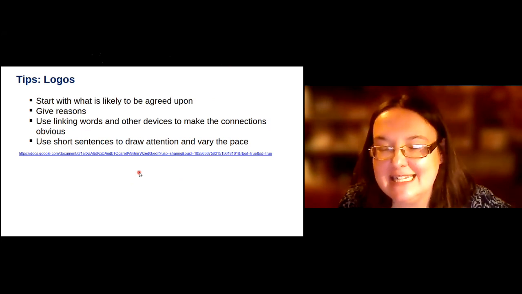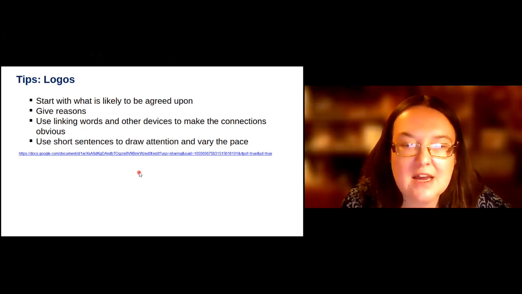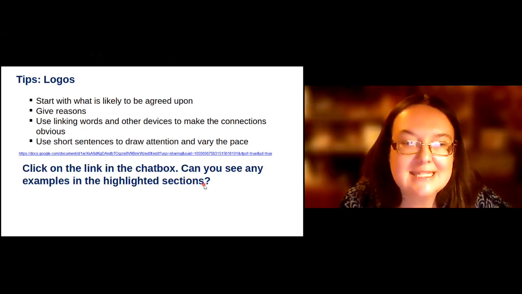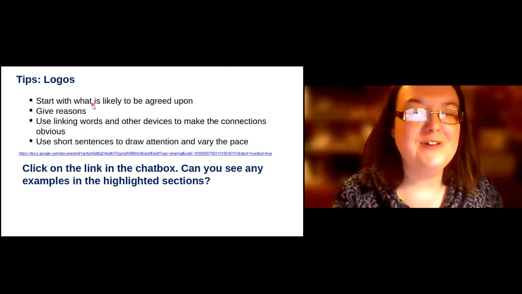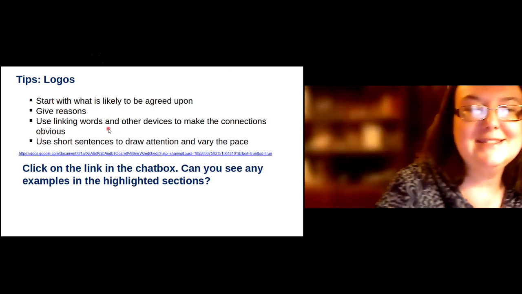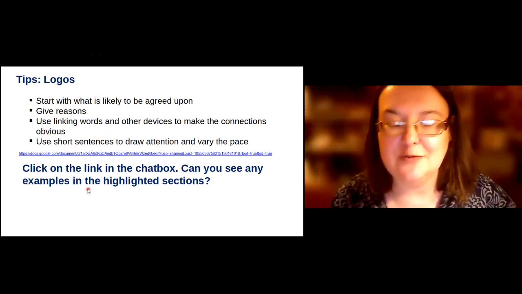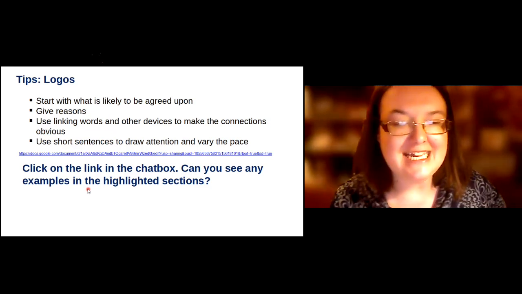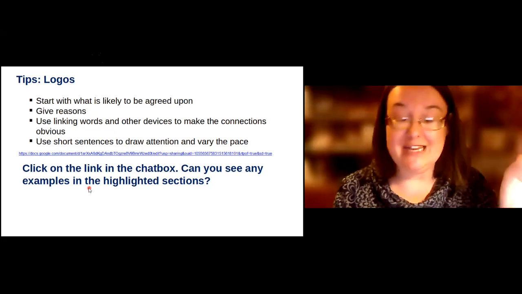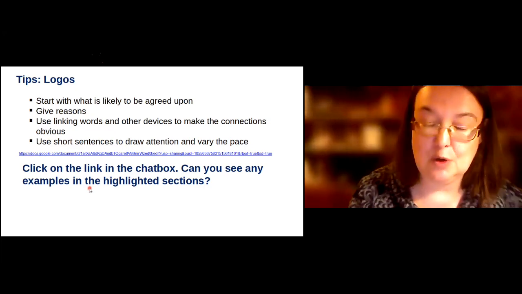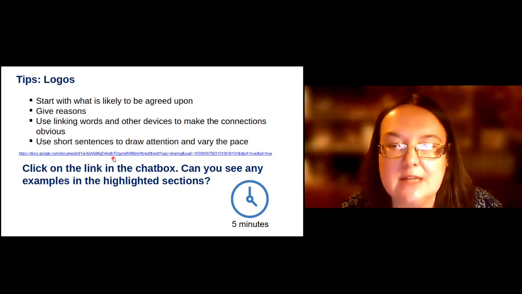I have highlighted certain sections of some pieces of academic writing, and the idea is that you are going to see examples of starting with what's likely to be obvious, giving reasons, using linking words, and using short sentences in the green highlighted sections. It's quite a long piece of text to read for the first time. We will be looking at it again though, so not every green highlighted section is an example of what we're talking about. So, about 5 minutes to look through that and see if you can find some examples.